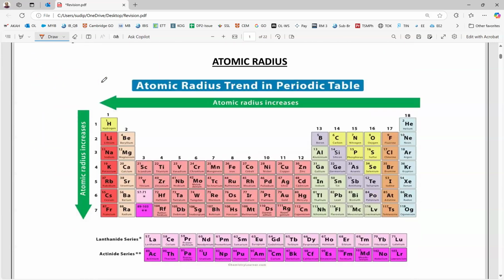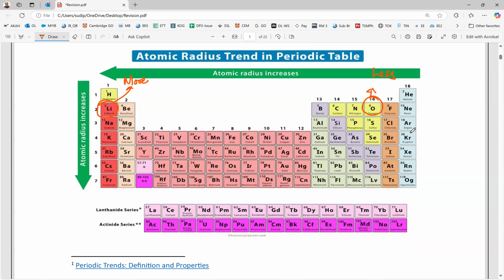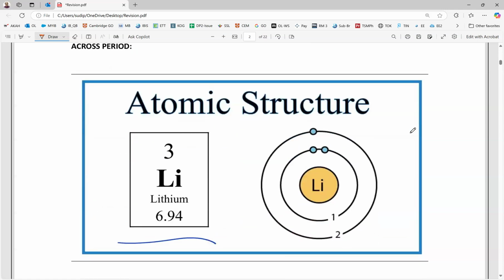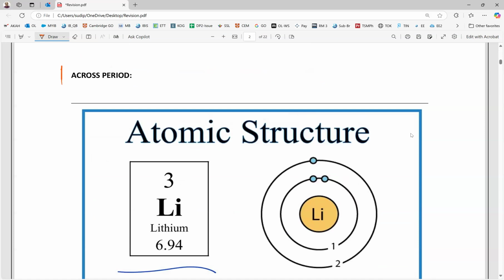So now coming to atomic radius, it shows that on this side the atomic radius is less, and on this side the atomic radius is more. So we can compare two elements, maybe lithium and oxygen. Let us compare and understand why oxygen has a smaller atomic radius, whereas lithium has a larger atomic radius. Okay. So I have kept both the structures here. Now, first we will discuss across the period, and then we will discuss down the group.